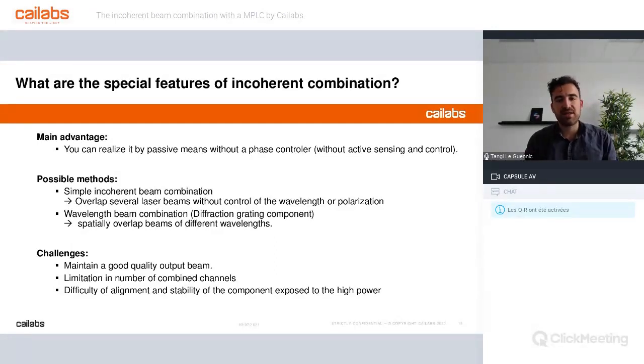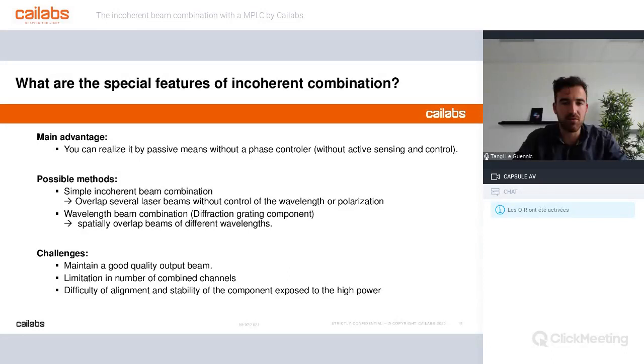And you can realize a specific wavelength beam combination with a diffraction grating component. It works quite well at low power. It consists of spatially overlapping beams of different wavelengths. The alignment of the beams is really difficult because you need to be at a specific location. And this diffraction grating component is also limited by the stability at high power, but I will not detail this technology more, and I'm going to switch directly to the first method.